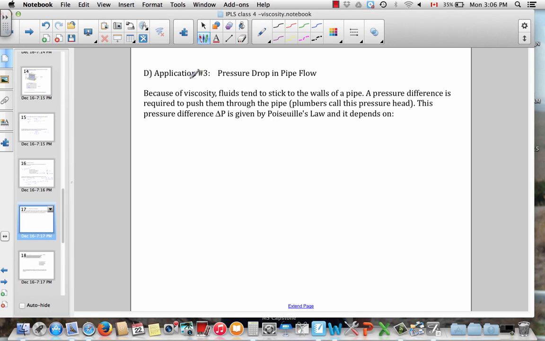The final problem of interest. So we've looked at linear drag, Stokes drag, so this is slow moving in a viscous medium. And we just said quadratic drag happens when it's in a less viscous medium or moving quickly. And the next problem of interest from a biological point of view is the pressure drop in pipe flow. So we said earlier that because of viscosity, fluids tend to stick to the walls of a pipe, and that means it takes an unbalanced force to push them through. And that's sometimes called a pressure head.